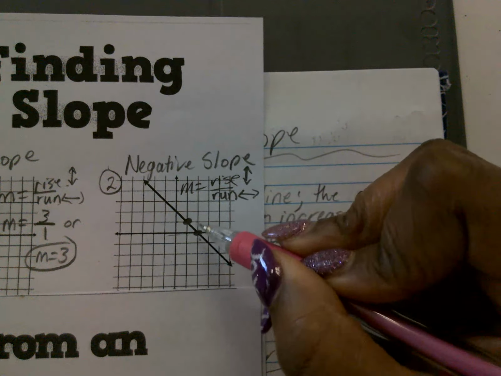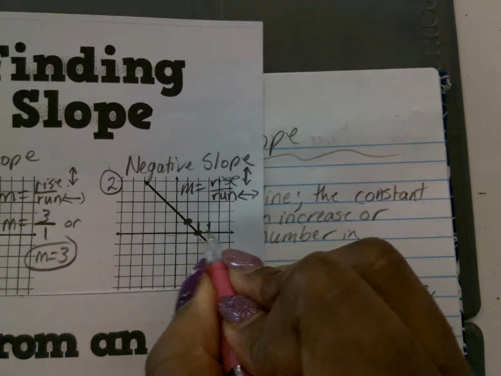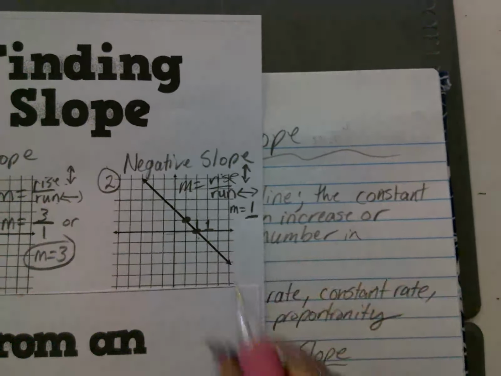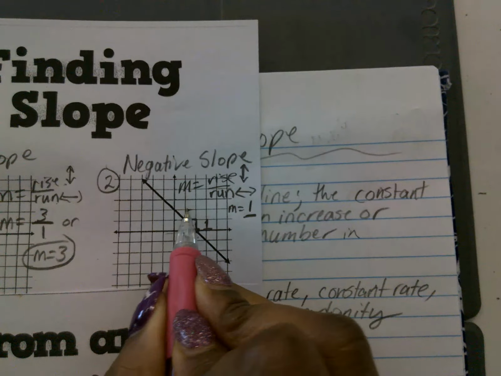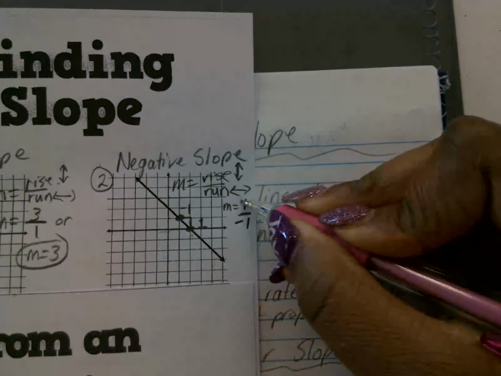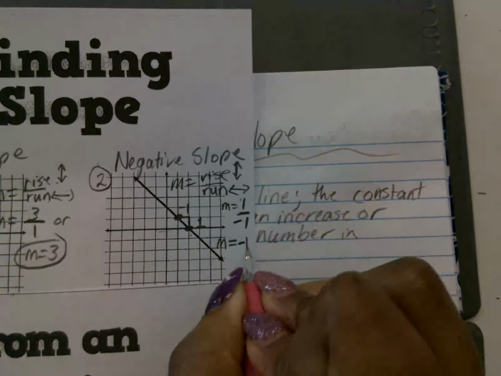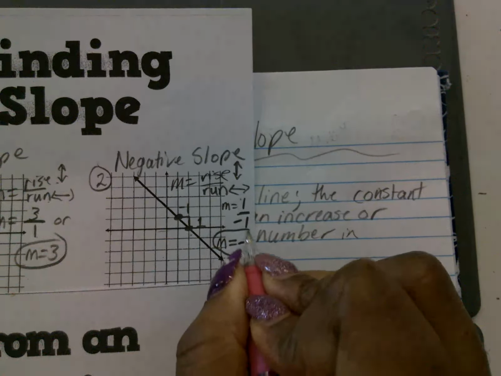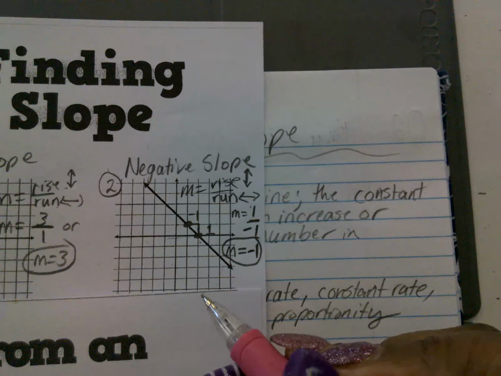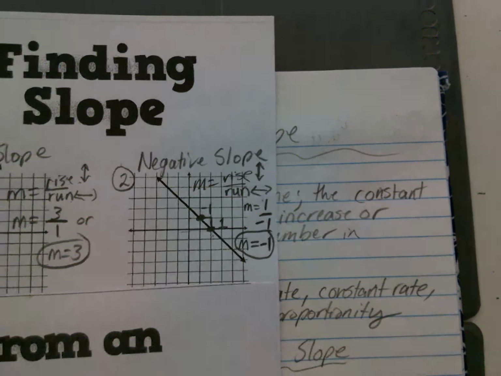Since I'm going from here to here, I go up 1. That's a positive 1 on the top. I go to the left 1. That's a negative 1 on the bottom. Positive 1 divided by a negative 1 is going to give me M is equal to just a negative 1 is my answer. I can leave it as a fraction, but if it can be reduced or simplified, please do that. Please reduce or simplify your answer.